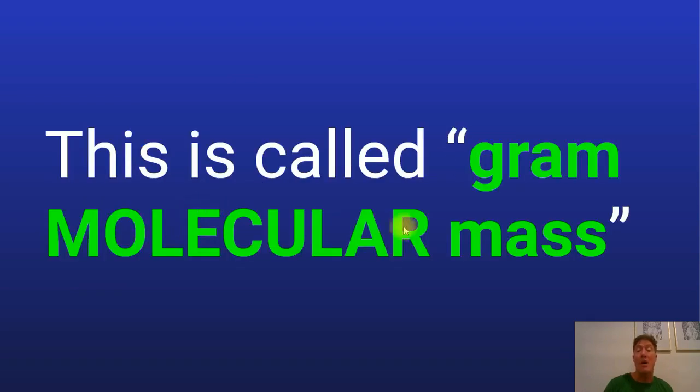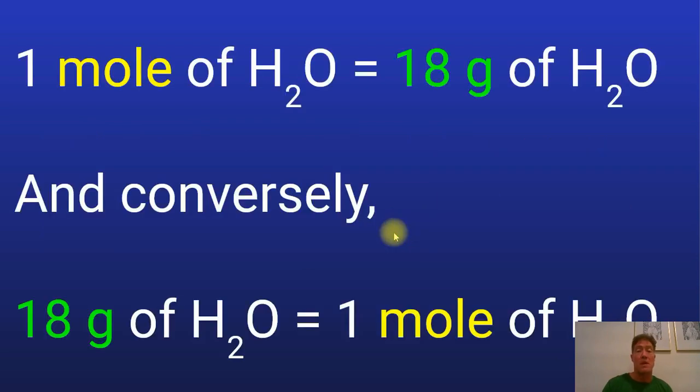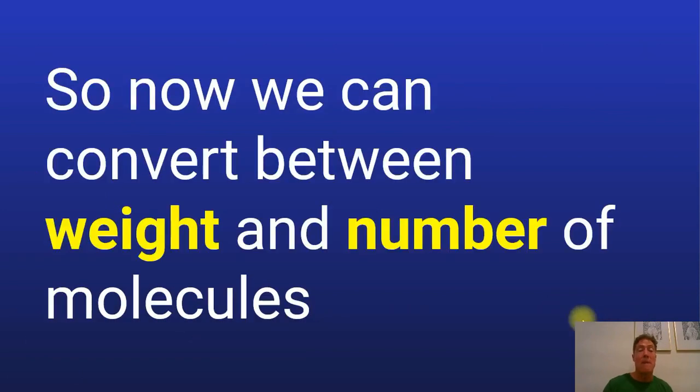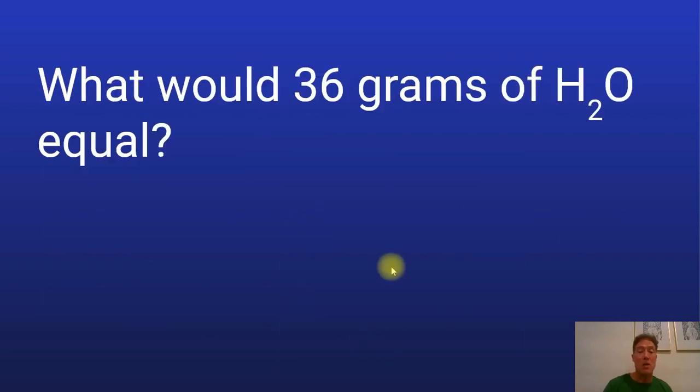This is called the gram molecular mass. The mass of a mole of molecules, so the mass of a mole of molecules in grams. So we can say a mole of H2O equals 18 grams of water. Conversely, if I have 18 grams of water, I have an Avogadro's number of water molecules. So now we can convert between weight and number of molecules.